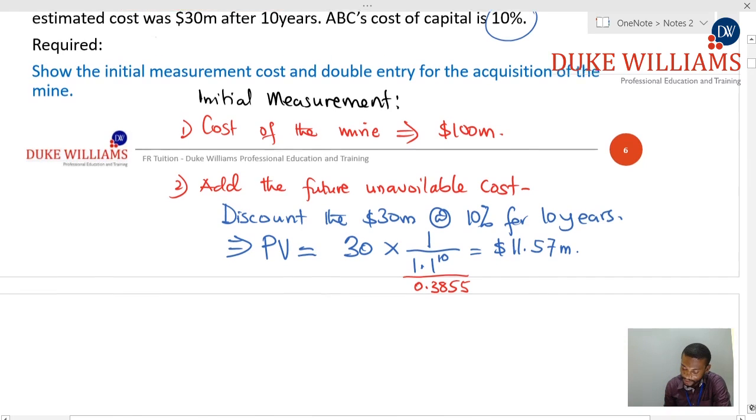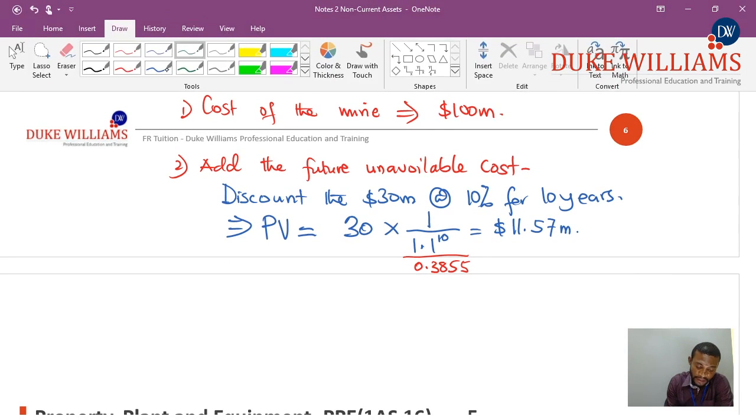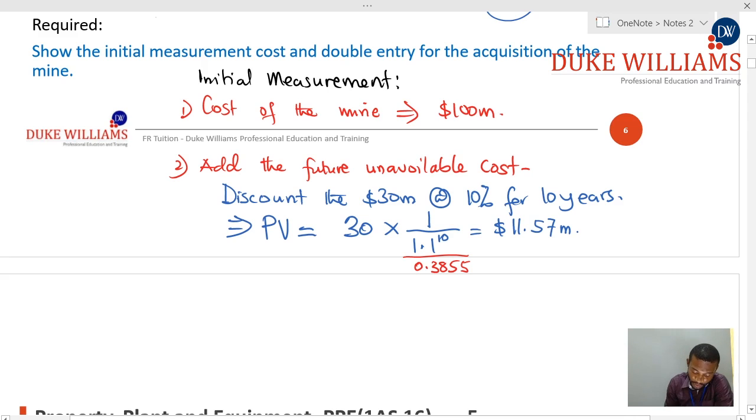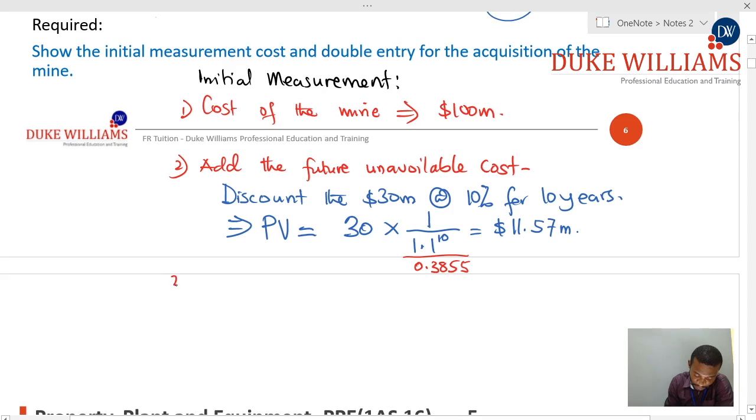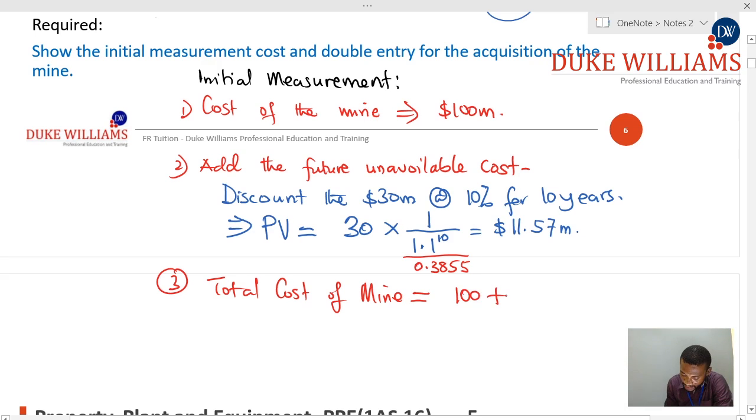So at this point we are looking at initial measurement. So the total cost of the mine would be equal to 100 plus 11.57, and that will give us 111.57 million. So that's the total cost. Good.